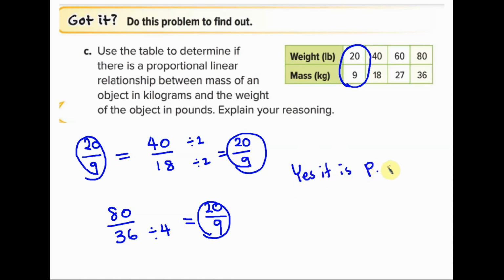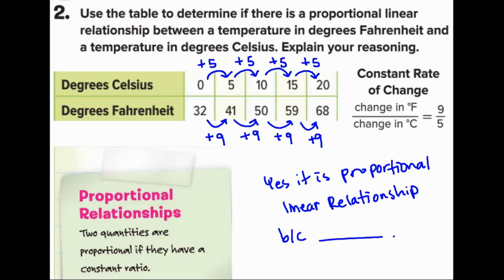Let me just write this way. Proportional linear relationship. The reason is because there could be many different reasons how you explain, but overall you can say that all my ratios are constant. In other words, they are the same. The reason I didn't do it this way for the other problem is just because you had 0. When you have 0 on the denominator or numerator, my number either becomes 0 or not possible, and everything else will be 9 over 5.